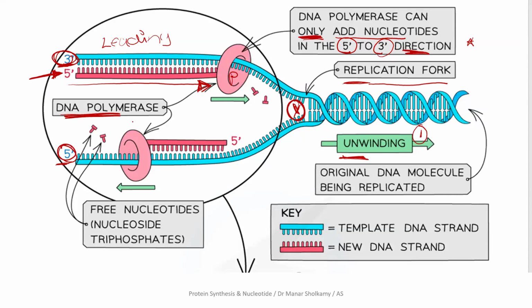The DNA polymerase will move backwards. This is 5' and this is 3'. So it will attach to the 3' end, the exposed 3' end, to build the new strand from the 5' to the 3' direction. Look at the colors. The blue strand is the strand that it binds to, and the red strand is the new strand that is made.